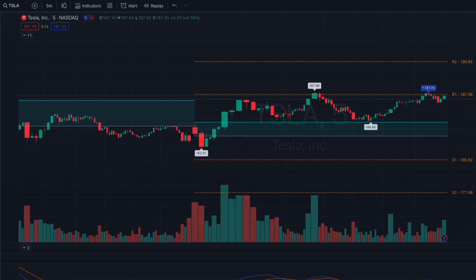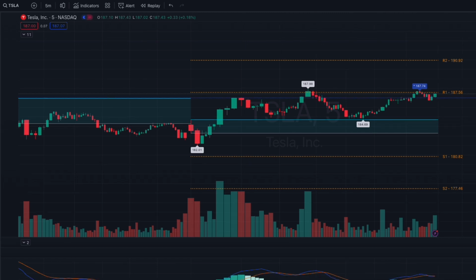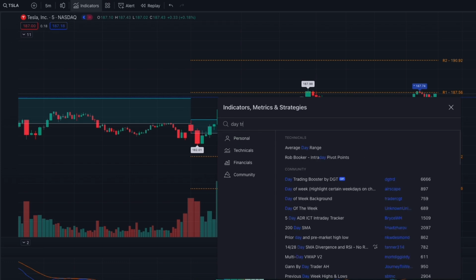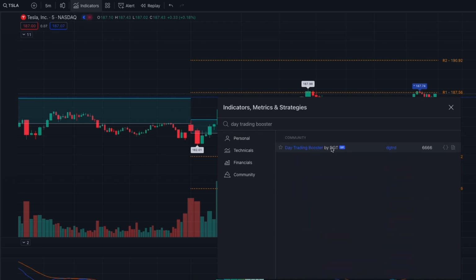In this example, you can see how the Day Trading Booster marks potential support and resistance levels and suggests entry and exit points. This can be incredibly helpful for day traders looking for precise trade signals. As you can see here, the indicator shows a resistance at this price point, and indeed, the price bounced back. To find this indicator, simply go to the Indicators tab and enter Day Trading Booster by DGT.